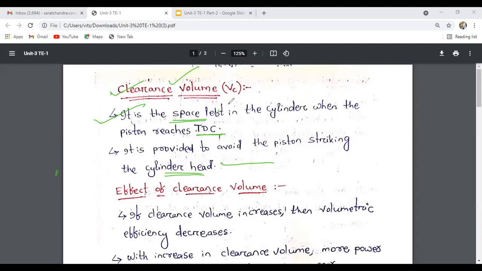This is a 2 marks question. What do you mean by clearance volume? What is the necessity of clearance volume? Clear? Right.